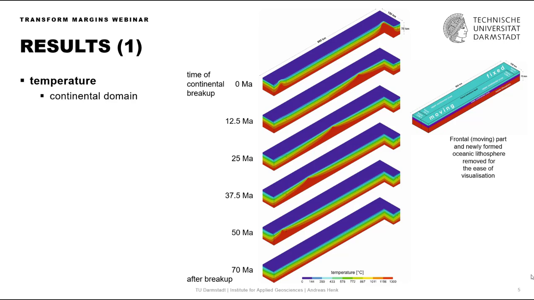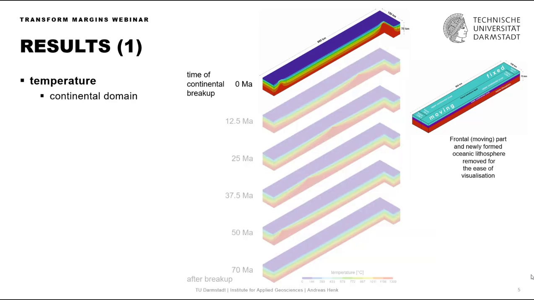The figure on this slide shows the lithospheric temperatures from continental breakup until 70 million years after, as provided by the thermal kinematic simulation outlined before. For the ease of visualization, the frontal model parts, so the moving plate and the newly formed oceanic crust attached to the fixed plate in the back, have been removed. So you now can see easily the elevated temperatures induced by the traveling ridge, which decay with distance and time respectively.